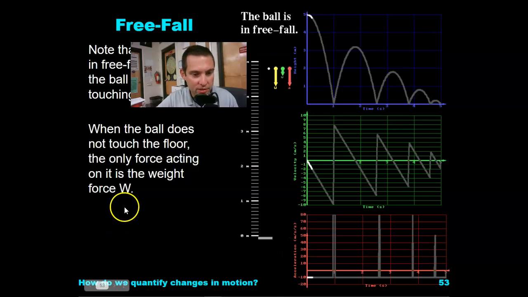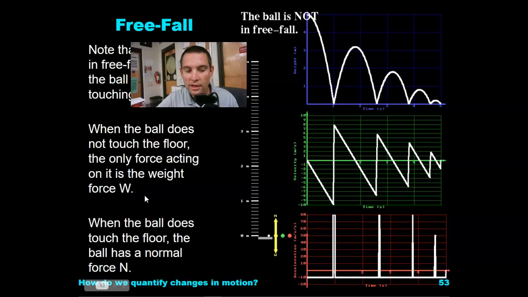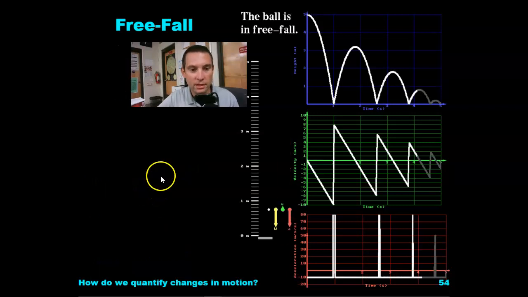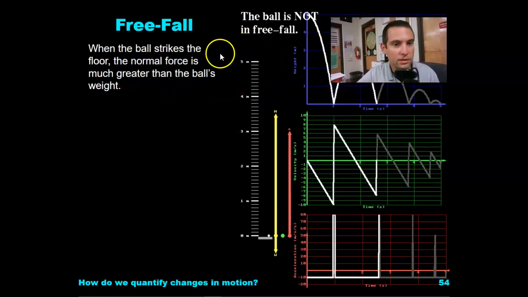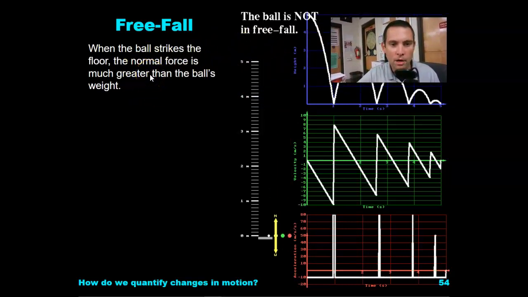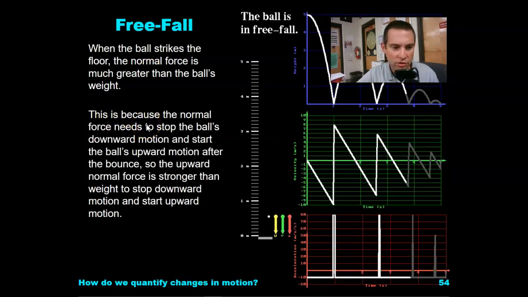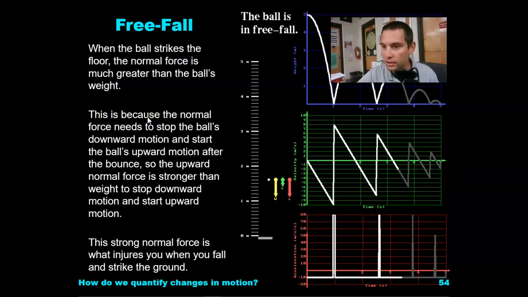When the ball does not touch the floor, the only force acting on it is the weight force. When the ball does touch the floor, the ball has a normal force put on it, right? Because the floor is a surface, and the normal force is normal to the surface, perpendicular to the surface. When the ball strikes the floor, the normal force is much greater than the ball's weight. This is because the normal force needs to stop the ball's downward motion and start the ball's upward motion after the bounce. So the upward normal force has to be stronger than the weight to first stop the downward motion and then start the upward motion. The strong normal force is what injures you when you fall and you strike the ground.